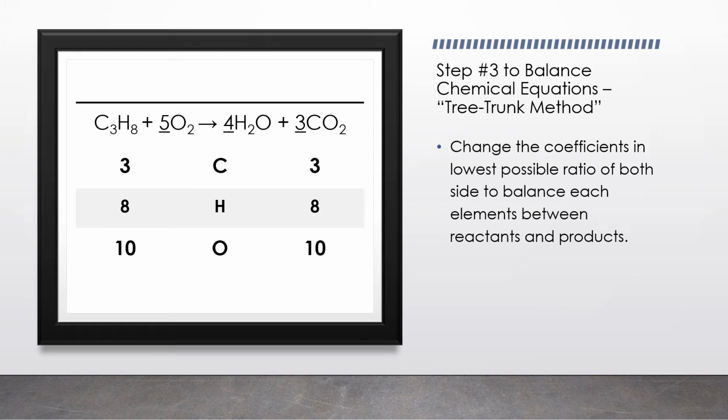Step 3, we start to balance out the chemical equation by changing the coefficients in the lowest possible ratio on both sides to balance each element between reactants and products. We can see in the left picture the finished balanced equation. In the next slide, I will do some examples.